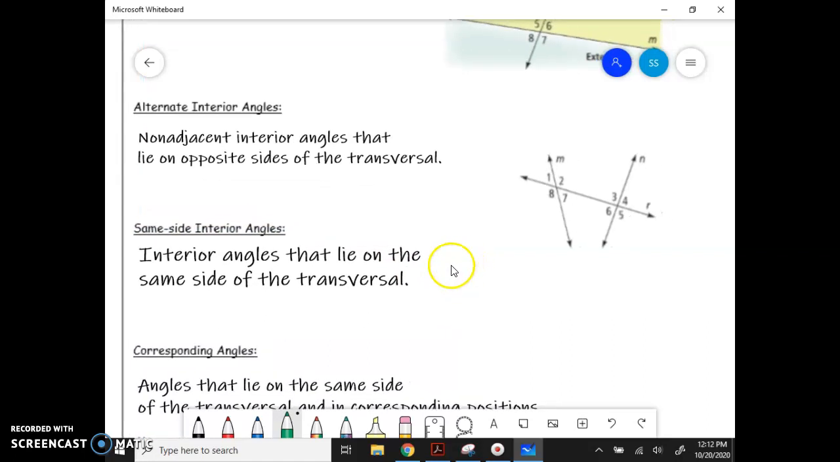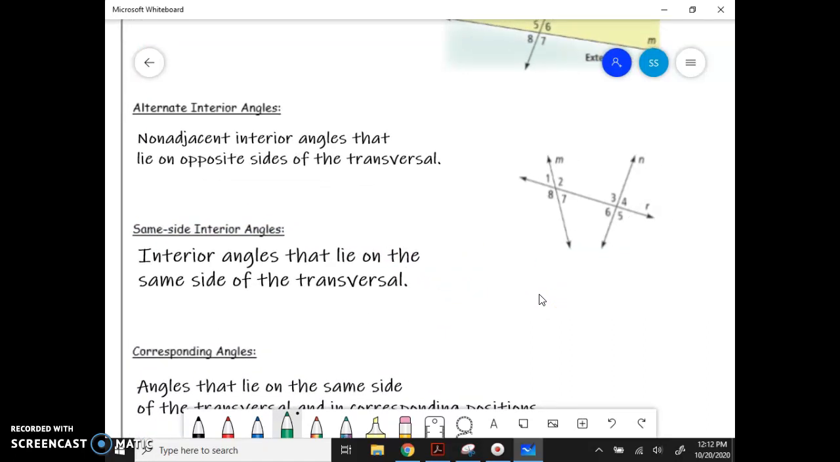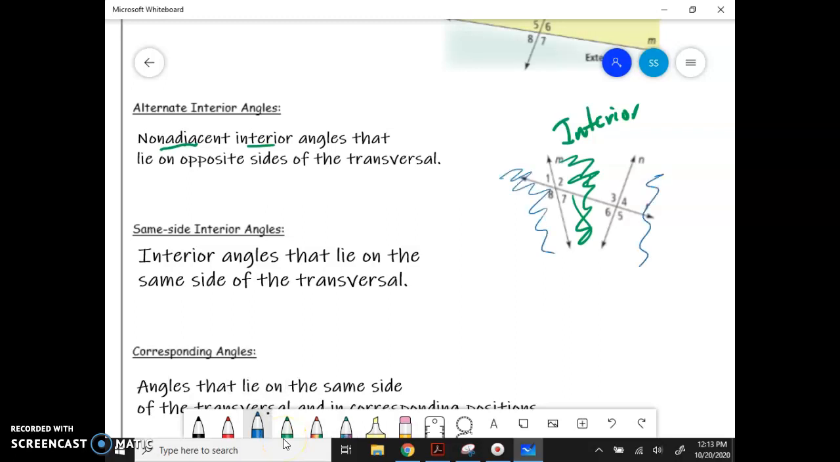Okay, so alternate interior angles are non-adjacent interior angles that lie on the opposite sides of the transversal. I know that sounds kind of like a mouthful, but the keys here are non-adjacent interior angles. So let's see here. We're going to imagine this is the interior, and then out here is the exterior. I think that should be pretty obvious to look at. Here's the inside and then the outsides.